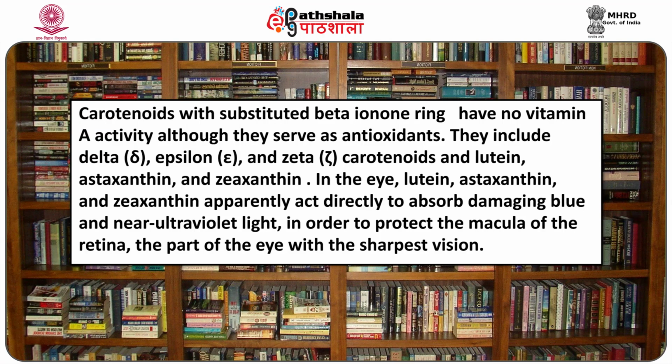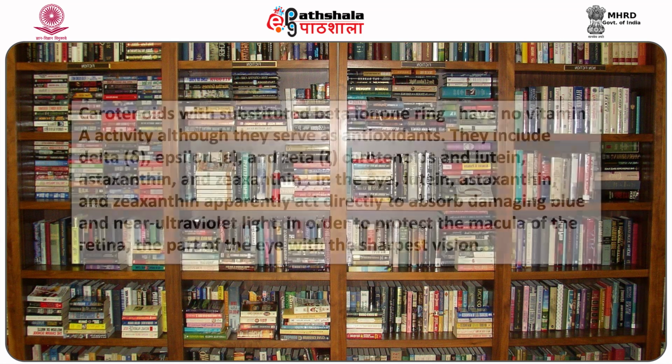Carotenoids with substituted beta-ionone ring have no vitamin A activity, although they serve as antioxidants. They include delta carotene, epsilon carotene and zeta carotene and lutein, astaxanthin and zeaxanthin. In the eye, lutein, astaxanthin and zeaxanthin apparently act directly to absorb damaging blue and near ultraviolet light in order to protect the macula of the retina, the part of the eye with the sharpest vision.